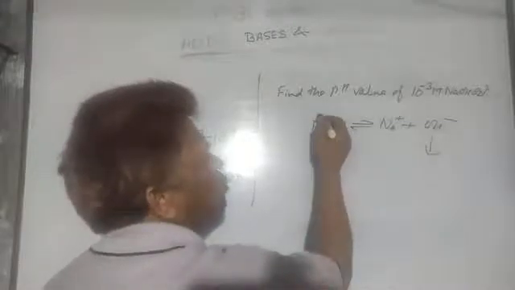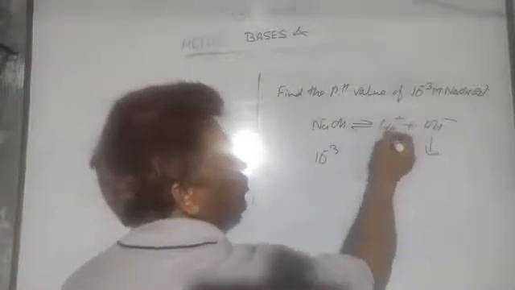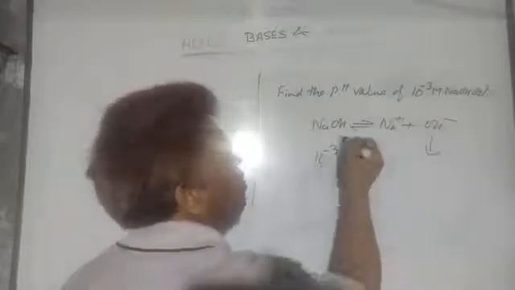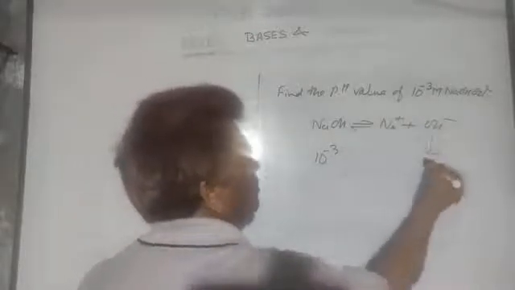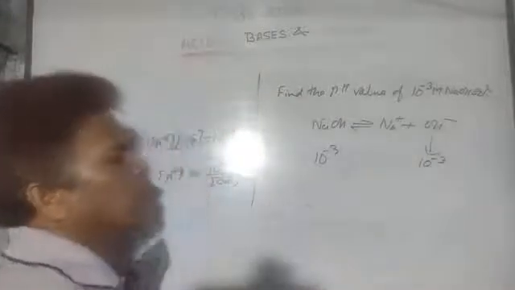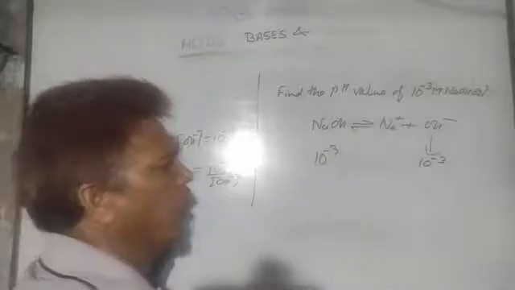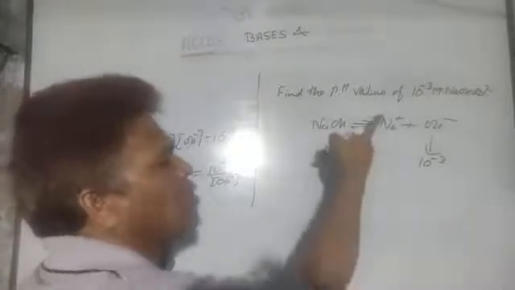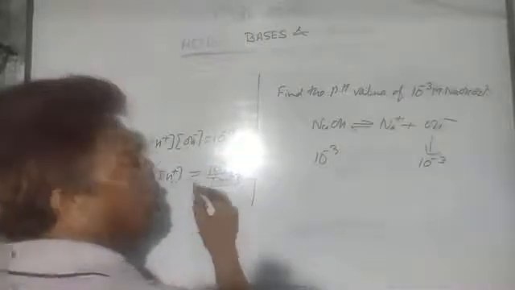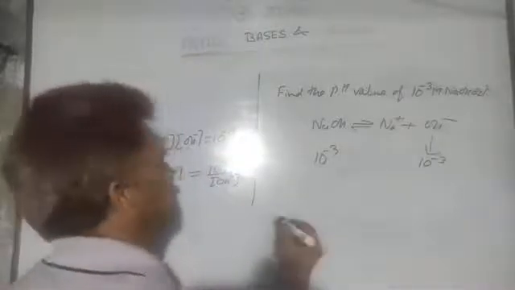So when 1 mole sodium hydroxide dissociates, it gives 1 mole sodium ion and 1 mole hydroxyl ion. If 10 to the power minus 3 mole sodium hydroxide is present, then that will give 10 to the power minus 3 mole of hydroxyl ion. So the number of moles of hydroxyl ion is known, which means the concentration of hydroxyl ion is known. On the basis of this formula you can find the pH value.